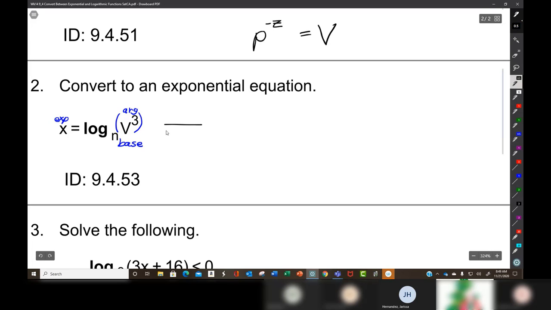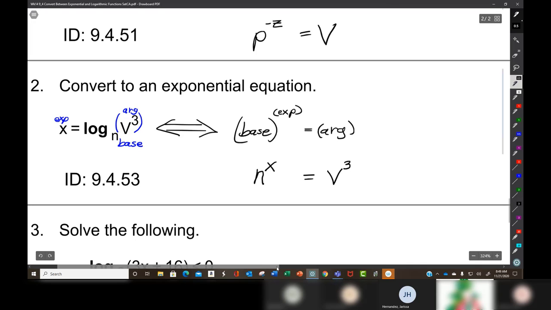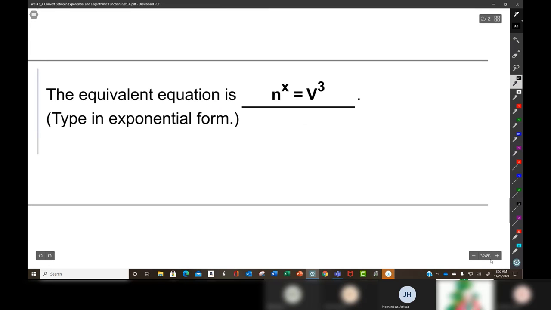So when we translate this, let's write the formula. Base raised to the exponent equals the argument. So we're going to have n raised to the x equals v to the third. There.